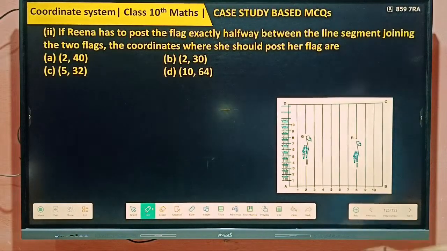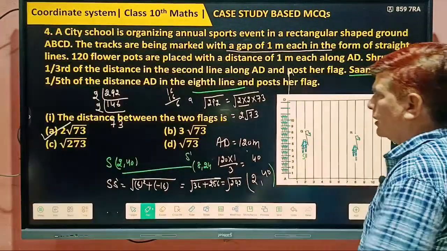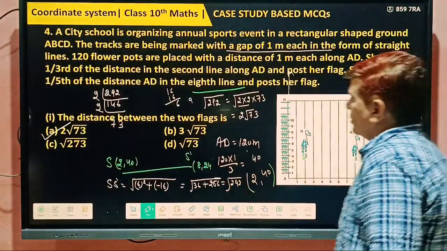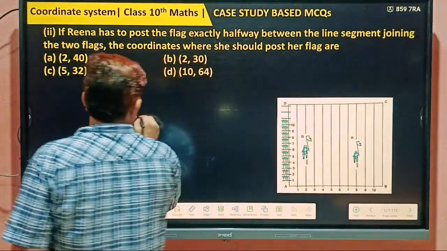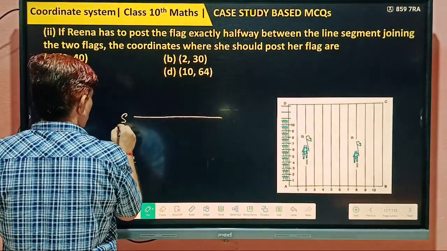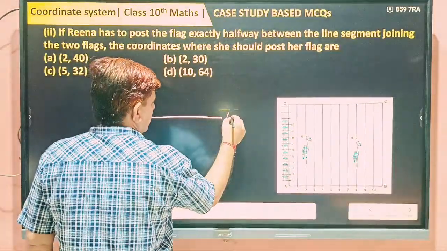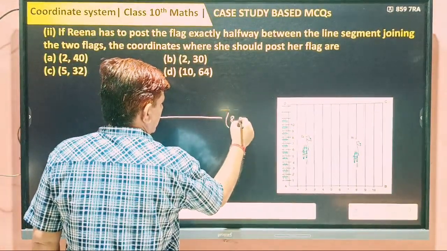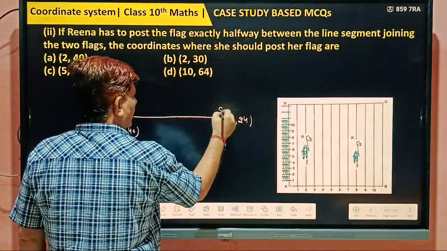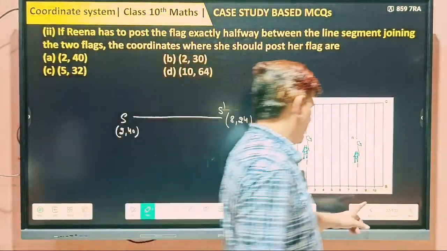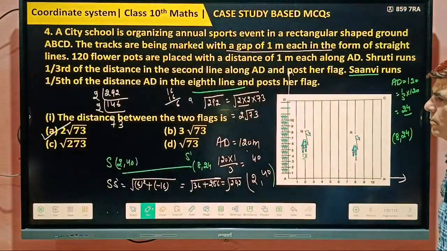So this also depends on this. So I am writing the coordinates. This is a line given S, whose coordinates are 2 and 40, and this coordinates are how much? 8 and 24. Once again I want to check, because if there is any clerical mistake, then it creates a problem. Right.